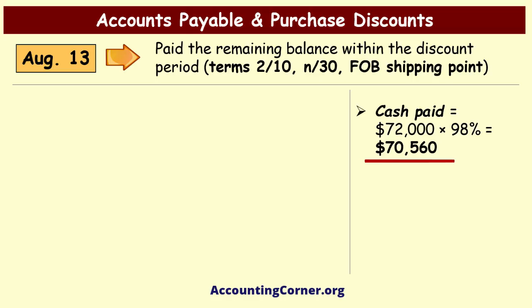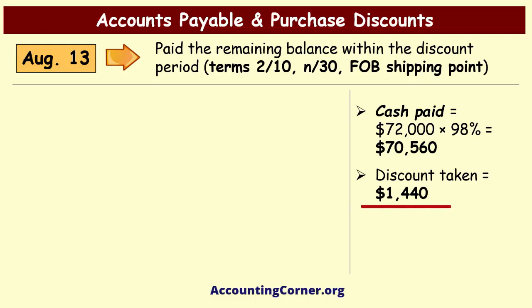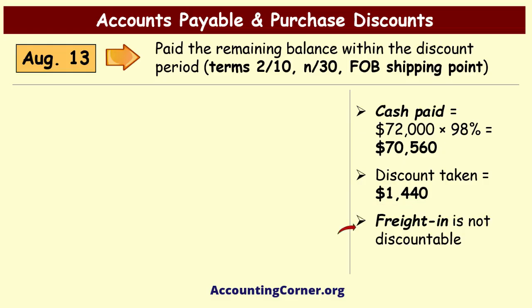$70,560. Remember that here for calculation purposes we use remaining balance of accounts payable, which is $72,000. This is due to the fact that although initial accounts payable was $80,000, $8,000 of inventory was returned to the supplier, which reduced accounts payable to $72,000. Discount taken is $1,440, which is 2% of the remaining accounts payable balance. Important to note that freight-in is not discountable.